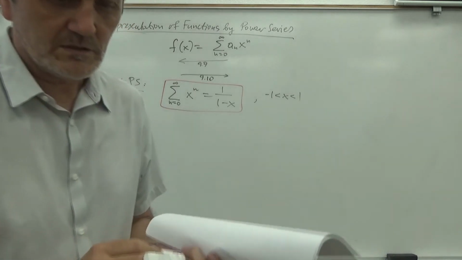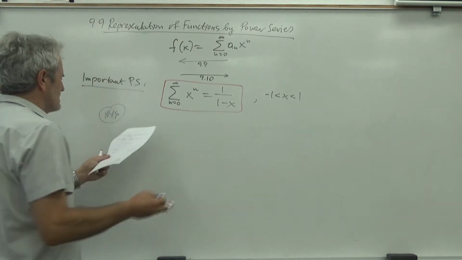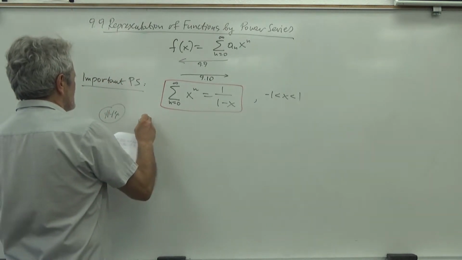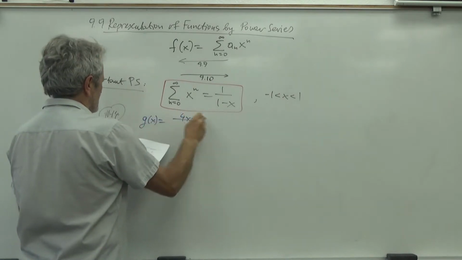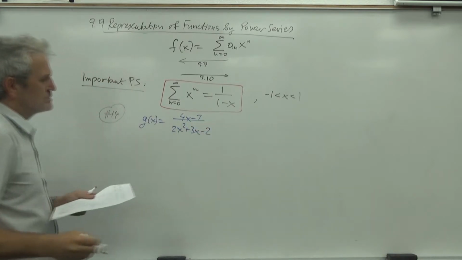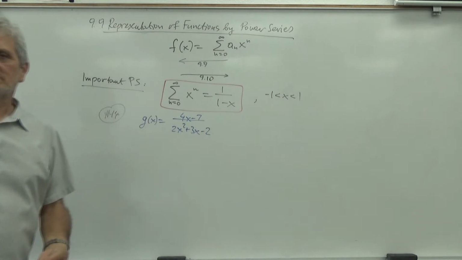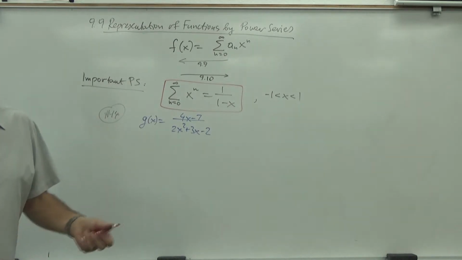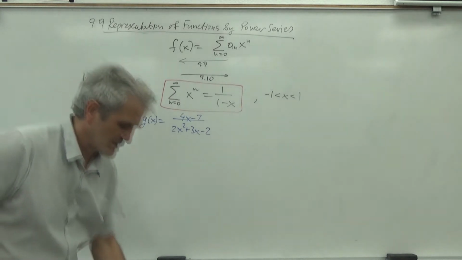This is not right. So number 14, just a similar adjustment. g of x equals (4x minus 7) over (2x squared plus 3x minus 2). The way it looks, it's not even close to this. But then you remember our old trick. We can decompose this using partial fraction decomposition.